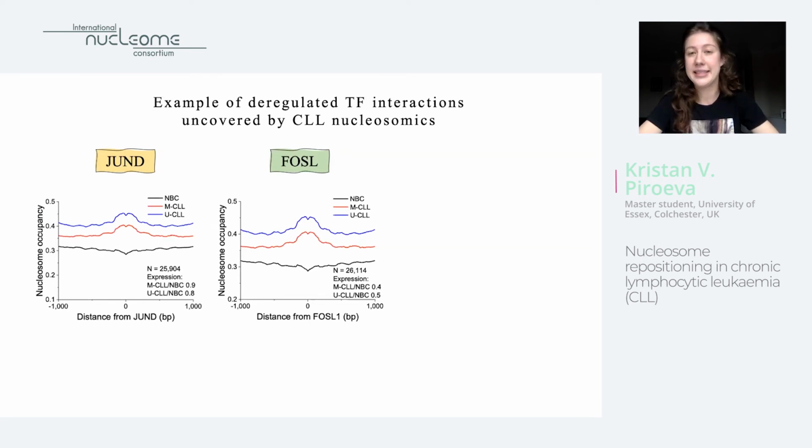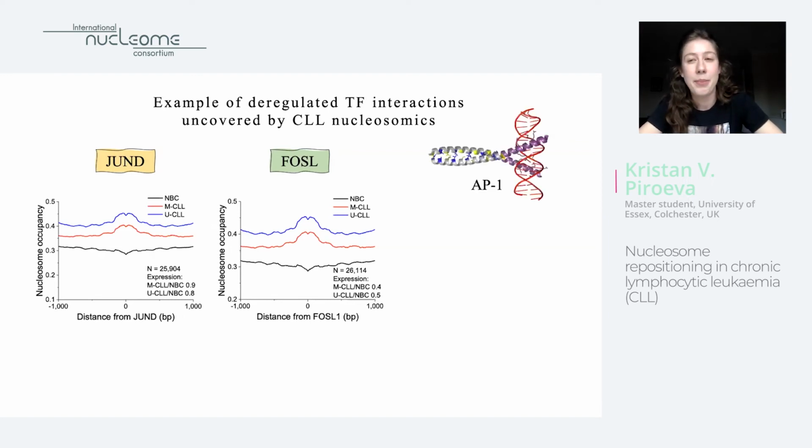So interestingly, the encoded antigen of FOSL together with JUND form the AP1 complex, which is important for both innate and acquired immunity. And then additionally, this AP1 complex has been shown to interact with chromatin remodelers, providing a possible link to the involvement of BRG1 in the active nucleosome repositioning.